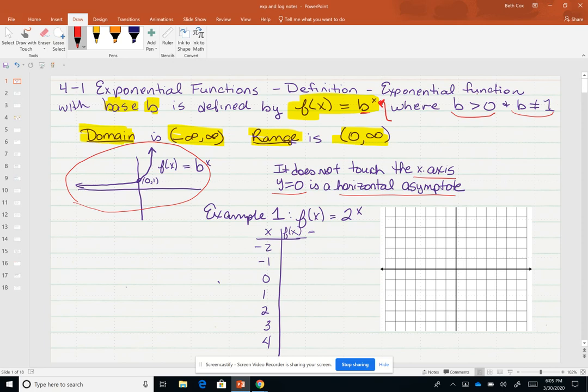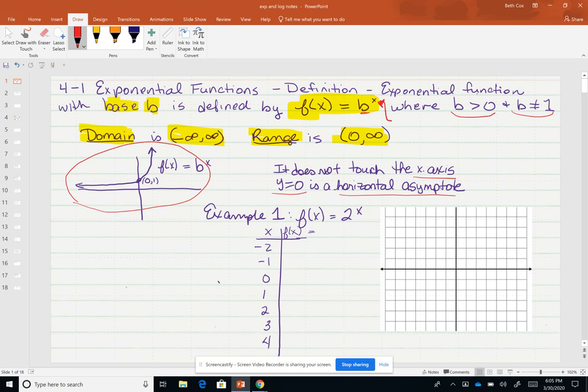Now, the documents that I sent out, the first one was your power sheet, and the second one was all your exponent rules. Those two things are going to be very handy in working with exponents. So just remember your exponent rules. You may not remember them.